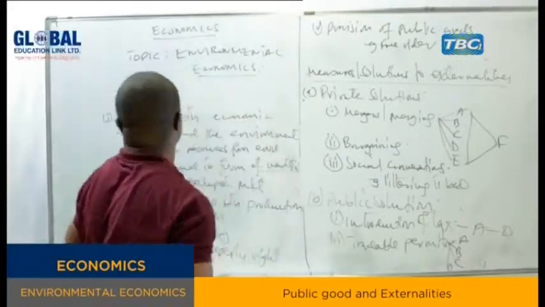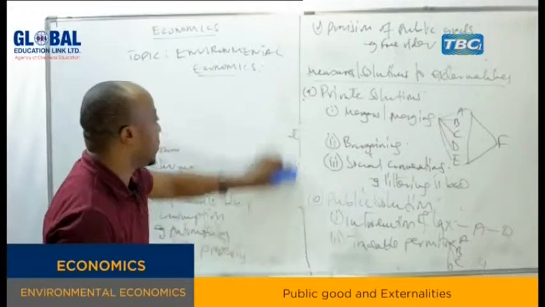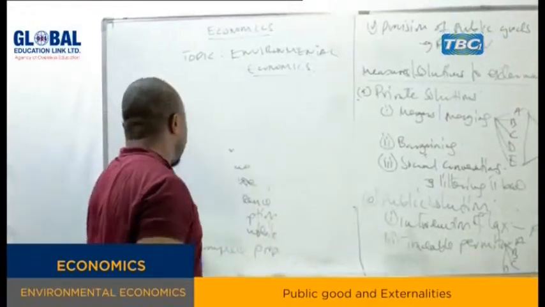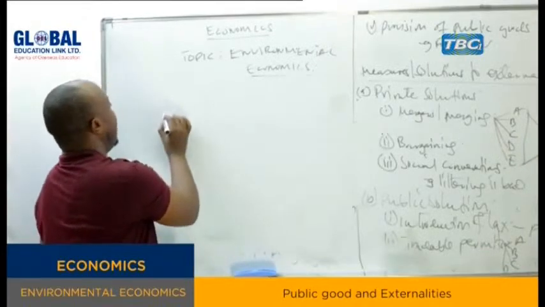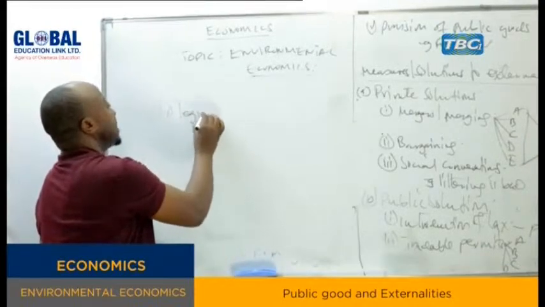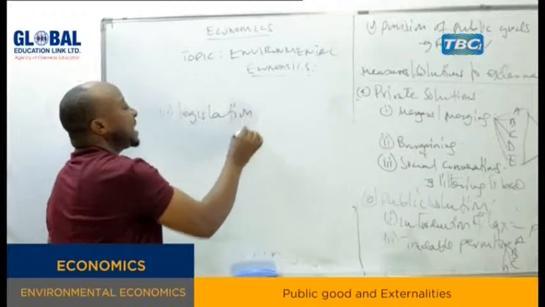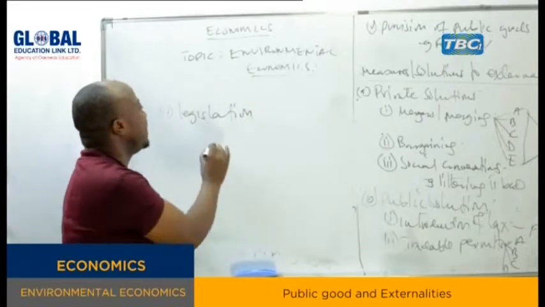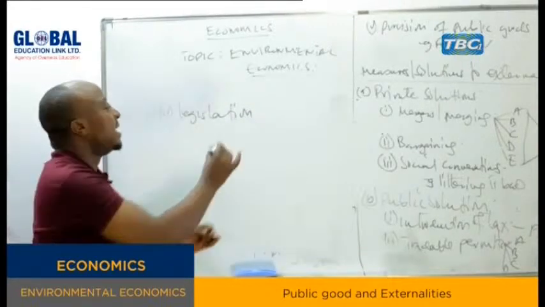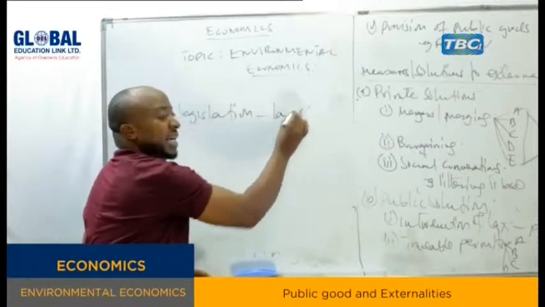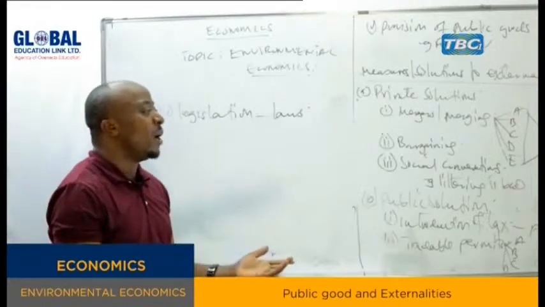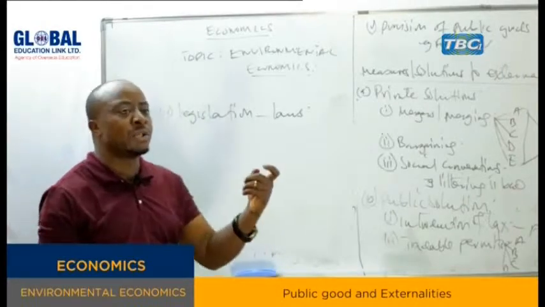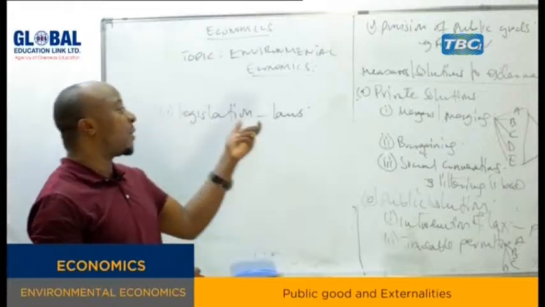And the other one, in terms of public or government solutions, is the so-called legislation. Number 4, legislation. Legislation means coming from the legislature. That means something to do with laws. The government can enact some laws, either through parliament, which will prohibit the use of certain inputs that are causing pollution.